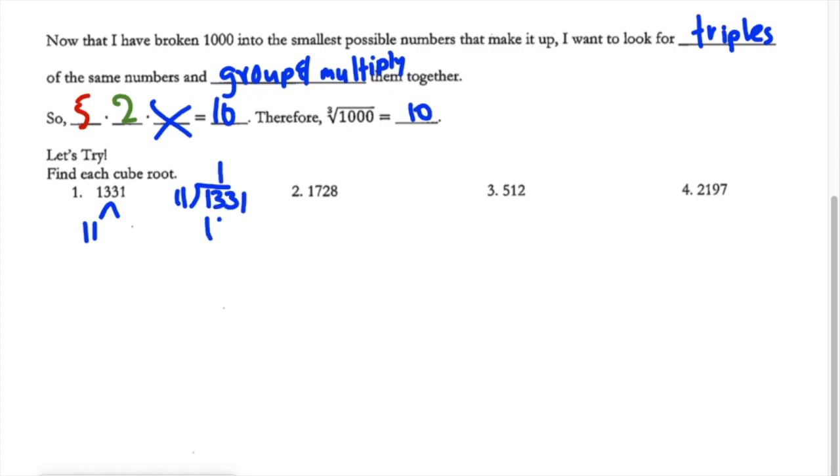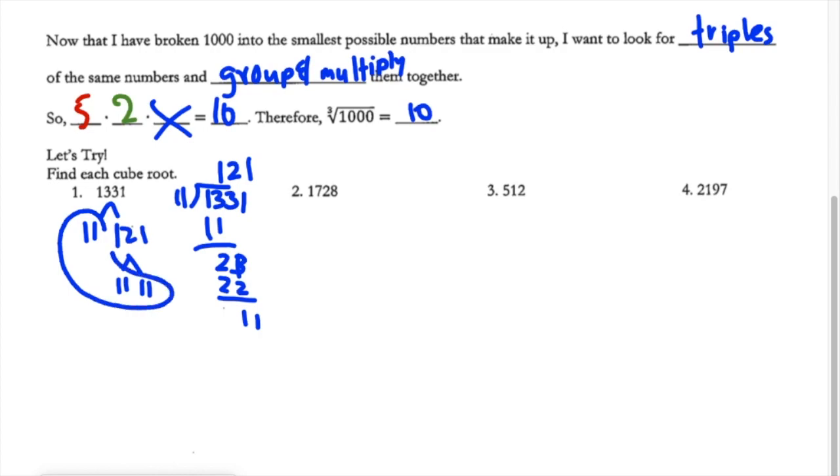1331 divided by 11 is going to give me, sorry, it's going to give me 121. It's going to be 11, so 1. So 121. I know that 121 is made up by 11 and 11.